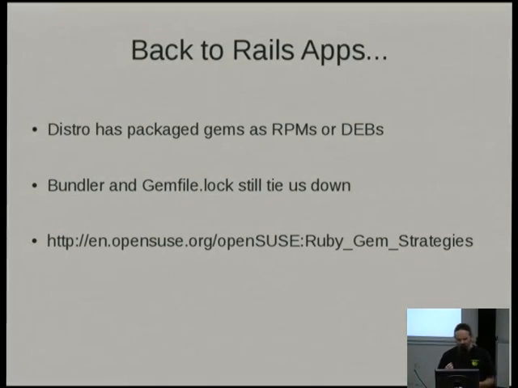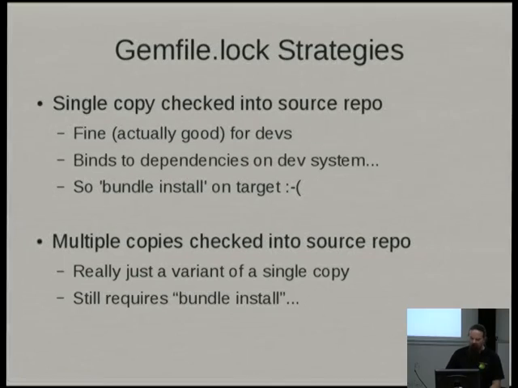And there's a whole lot of stuff in there, so you should look at that if you're interested in the big story. But the thing that I wanted to focus on was strategies for dealing with gemfile.lock, which ties your application to particular versions of its dependencies. The first two I'm going to kind of skim over because they're fine for developers, but they don't help end users. And that is to keep your gemfile.lock checked into your source repo.